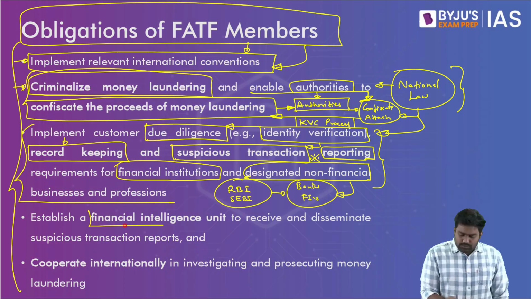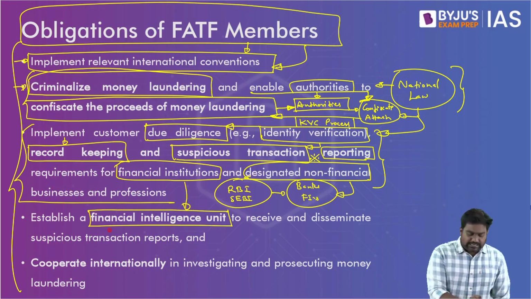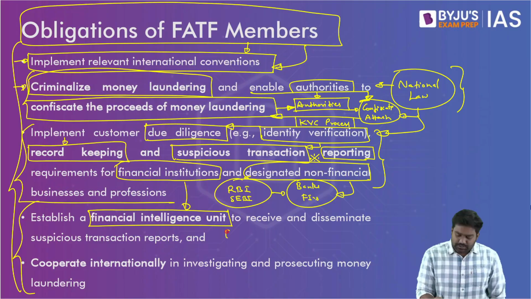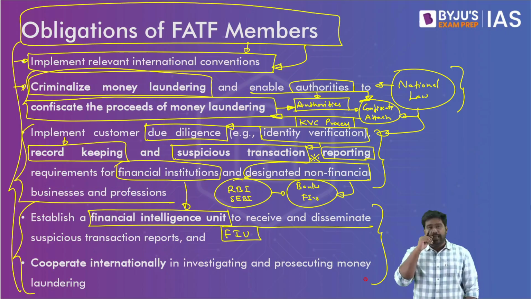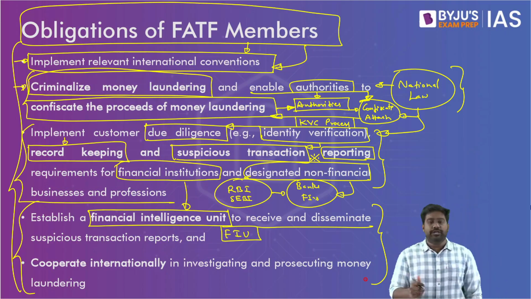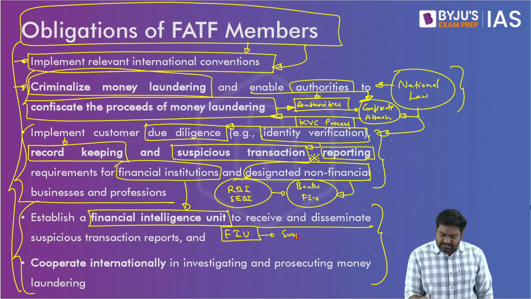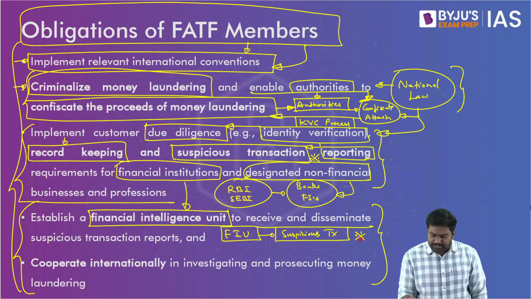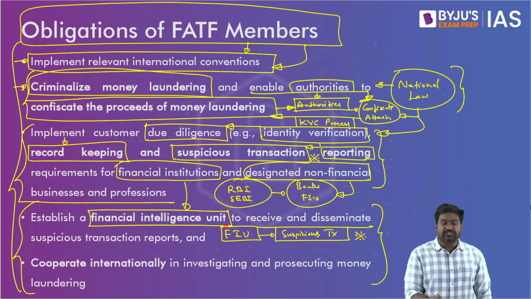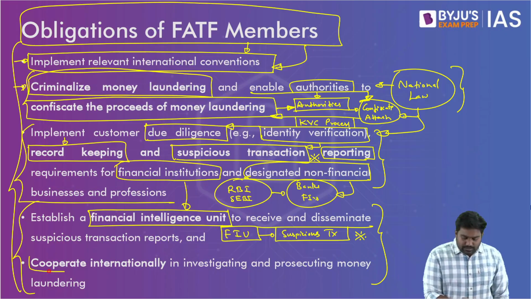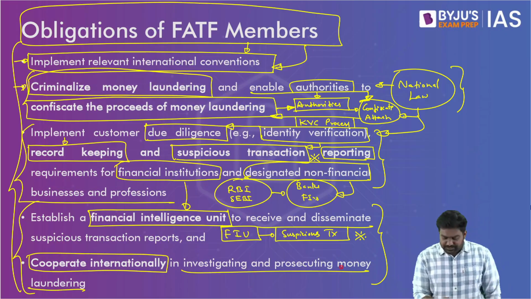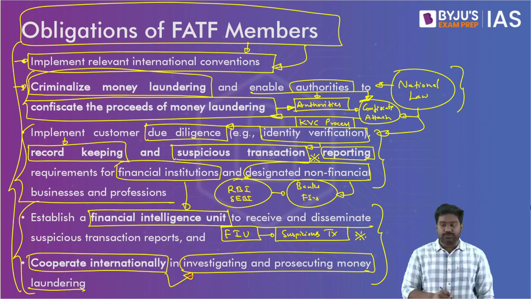Understood? So for tracking suspicious transactions, an intelligence organization has to be established called the Financial Intelligence Unit. This is mandatory under FATF. Every country should have a financial intelligence unit which collects financial intelligence on suspicious transactions. It will keep track of suspicious activity. It will work with banks and financial institutions on the back end to flag any suspicious transaction which is happening, and they'll conduct further investigations. They should cooperate internationally with other countries in investigation and prosecution.